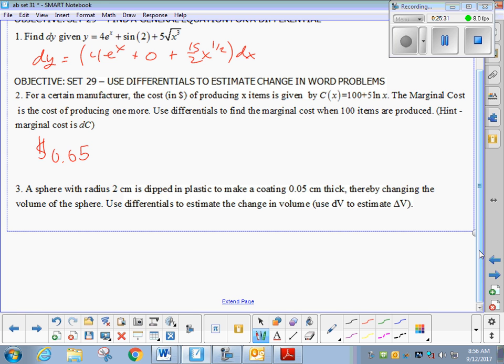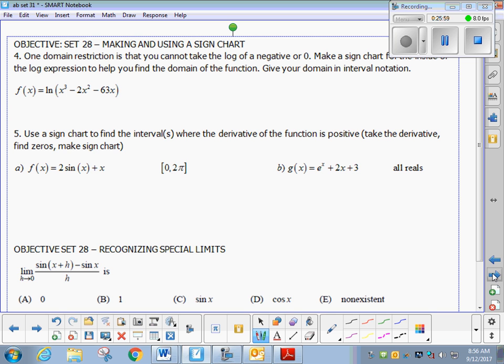For 3, my change in volume is roughly plus, and it is plus, not minus. If it's dipped in plastic, it's going to gain volume. It's not going to be losing volume. So 0.85 cubic centimeters. Is this going okay, or did you just miss it? This is a 0, by the way. Okay, we'll see. We'll go back over it, and you can figure out how things are going.